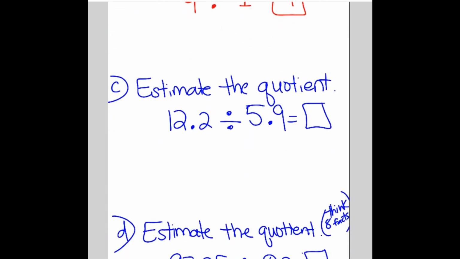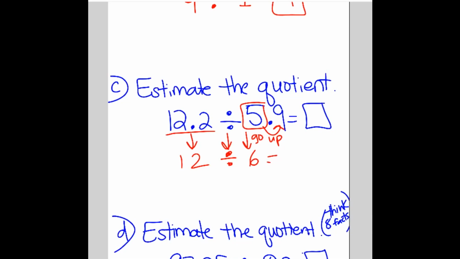All right, this one says estimate the quotient, 12.2 divided by 5.9. Automatically, I see that 12.2 and I see a 5.9. That 5.9, I'm thinking I'd turn it into a 6. And then my 12, I keep a 12, so I can have 12 divided by 6. So let's try that. This turns to the 12. This is still dividing. And then this 5.9, I'm going to look next door. That tells me to go up. So I'm going to have a 6 here.